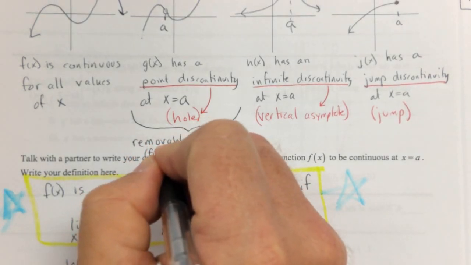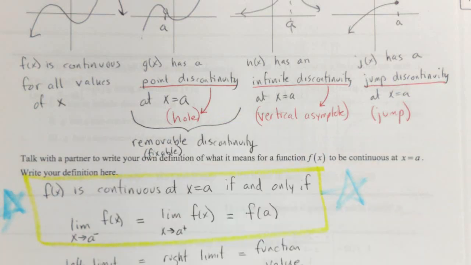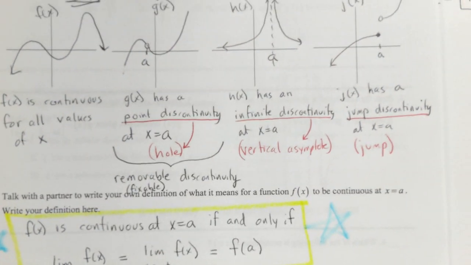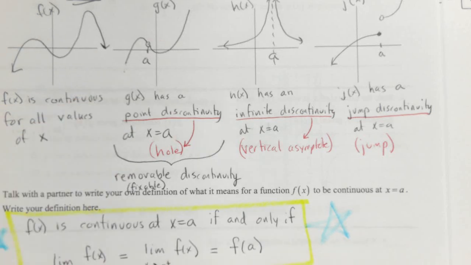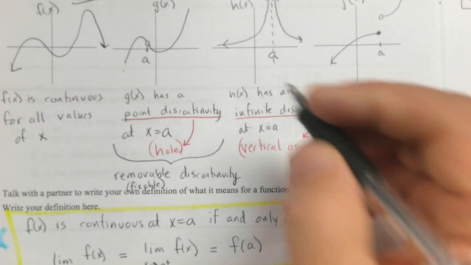I don't know that this term is used anywhere else, but I think of it as a fixable discontinuity. Like, it's easy to fix that discontinuity. What would it take to fix that discontinuity? Fill in the hole, and you're done. So it didn't change the graph very much. Fill in the hole, and then you're continuous.